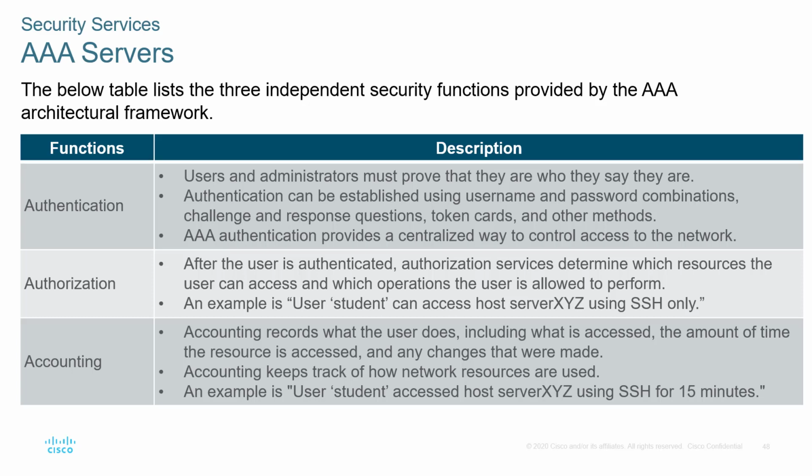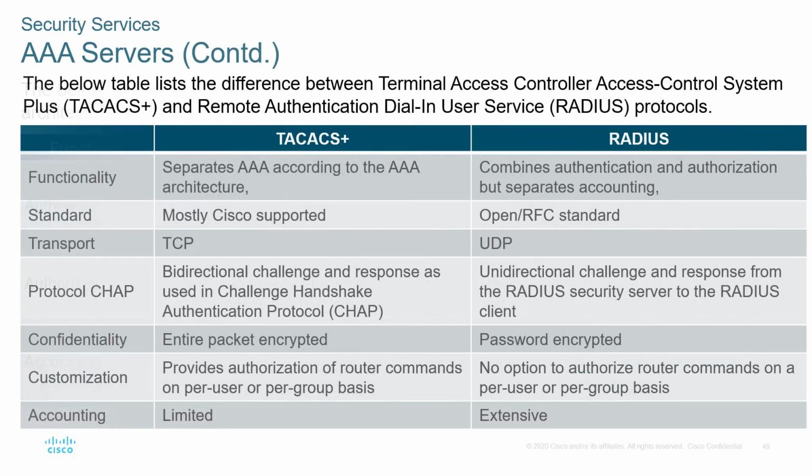So there are different ways to handle AAA services. We can push that to a third-party server. It's typically a RADIUS server or a TACACS server. A RADIUS server is open standard, and it's one of the more common ones. We have a TACACS server. That is a Cisco proprietary server. TACACS uses TCP for communication. RADIUS uses UDP. TACACS will encrypt the entire packet for confidentiality. RADIUS only encrypts the password.